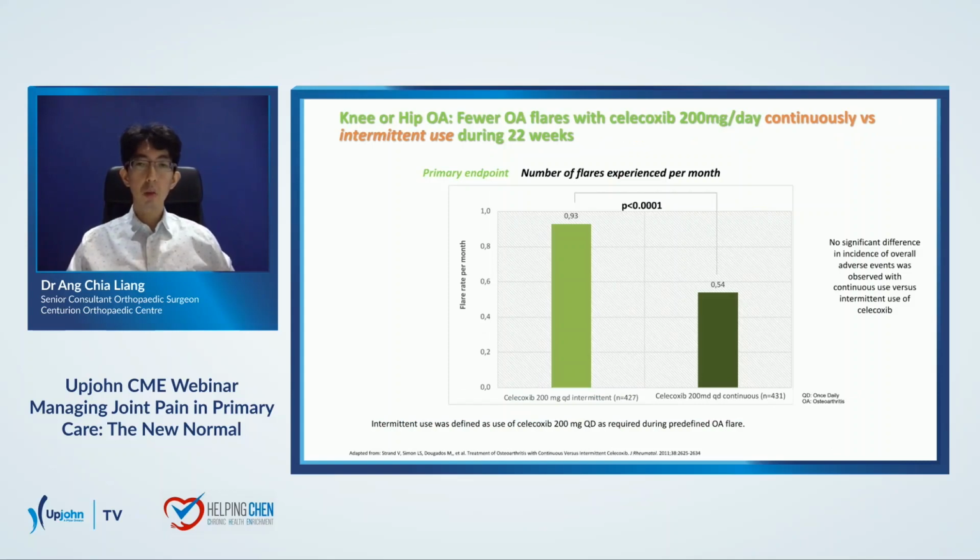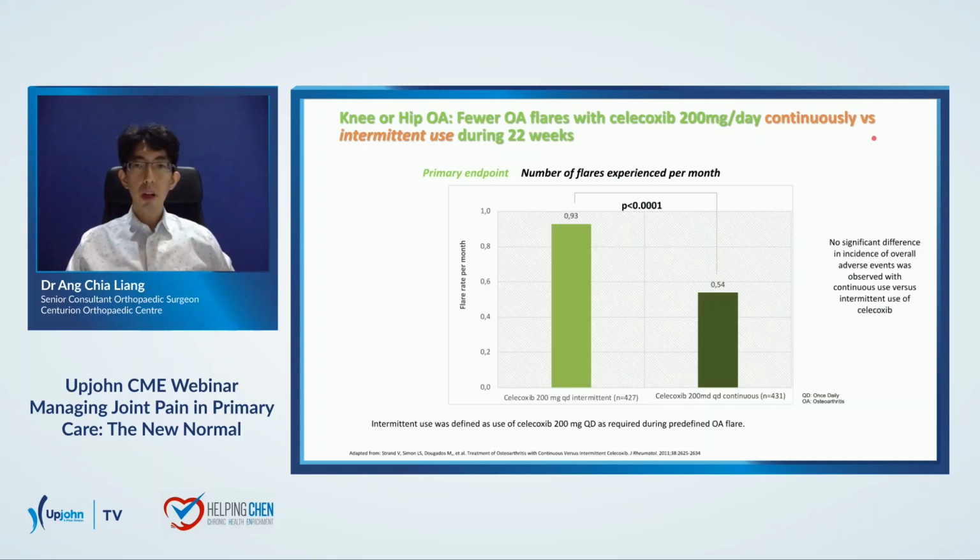Now this one is interesting to me. For knee or hip osteoarthritis, the researchers found that there were fewer osteoarthritis flares with Celebrex 200 milligrams a day continuously versus intermittent use during 22 weeks. So that would be roughly about 5 months thereabouts.